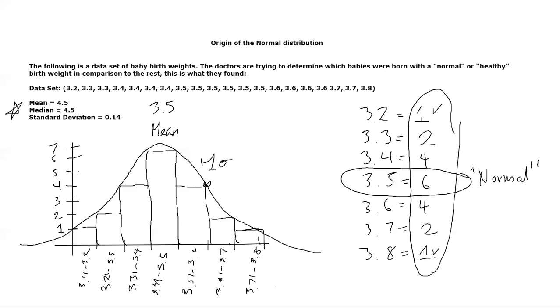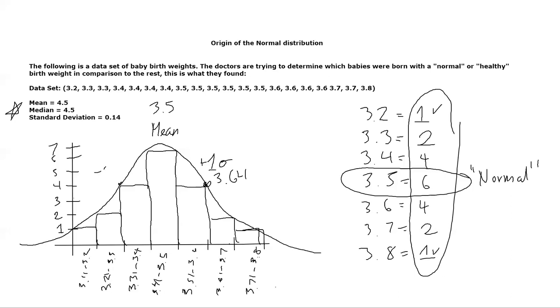That means that if your baby weighed a little bit more, approximately 3.64, you're still within one standard deviation. Your baby would be a little heavier than normal, but they're within one standard deviation, which means that they're fine, right?